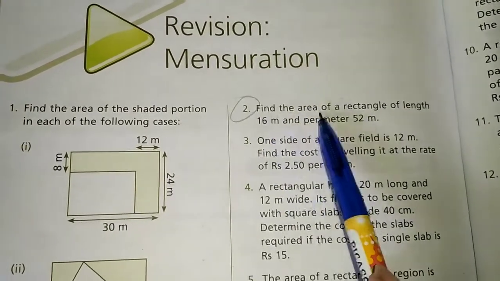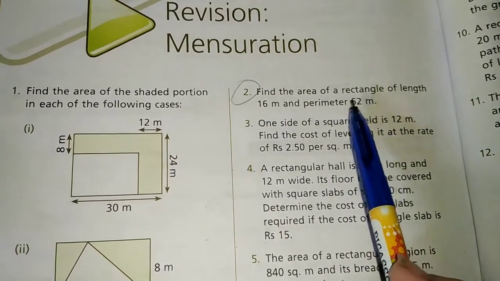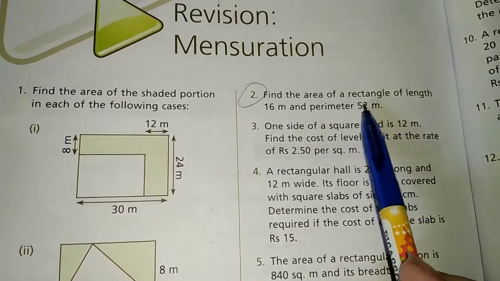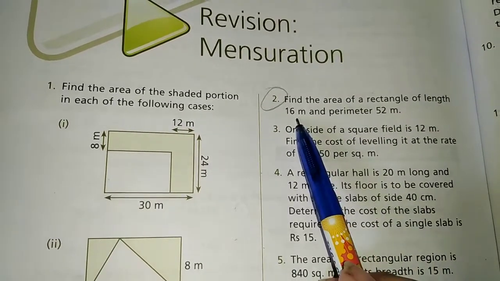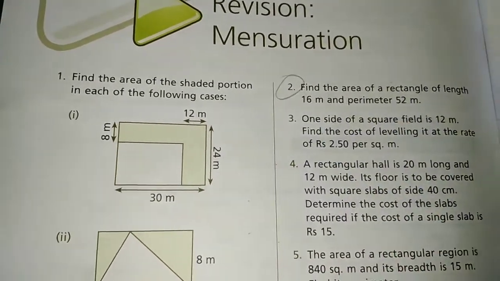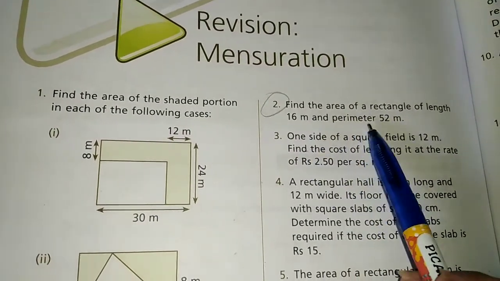Question number 2. Find the area of a rectangle of length 16 meter and perimeter 52 meter. We have to find the area of a rectangle, and as we know that the area of a rectangle is length multiplied by breadth and length is given. Now first of all, we have to find the breadth of the rectangle with the help of the perimeter.